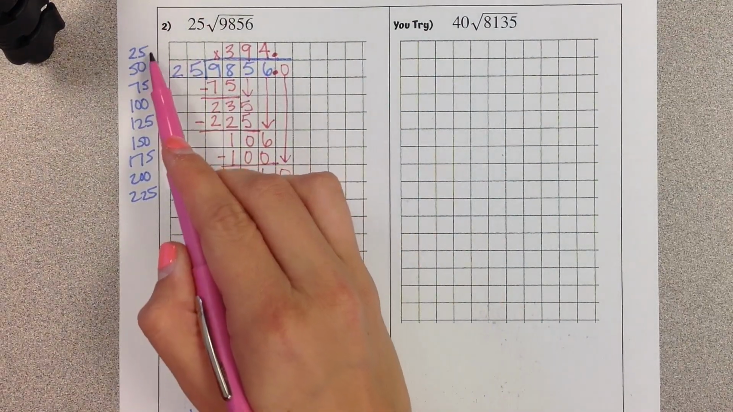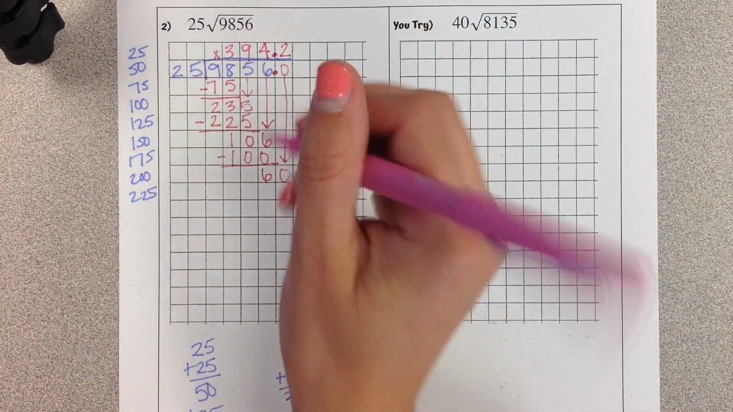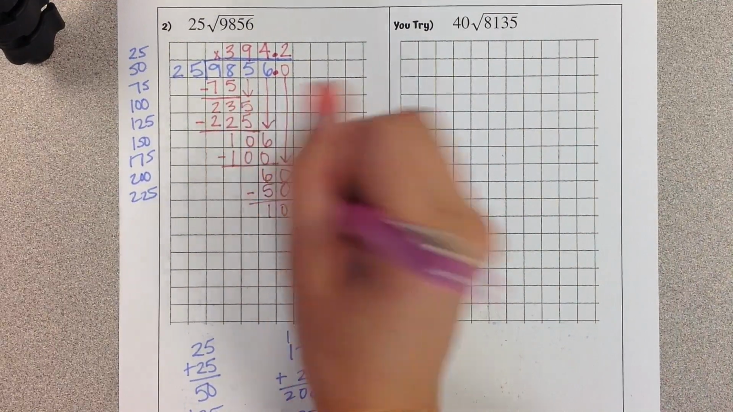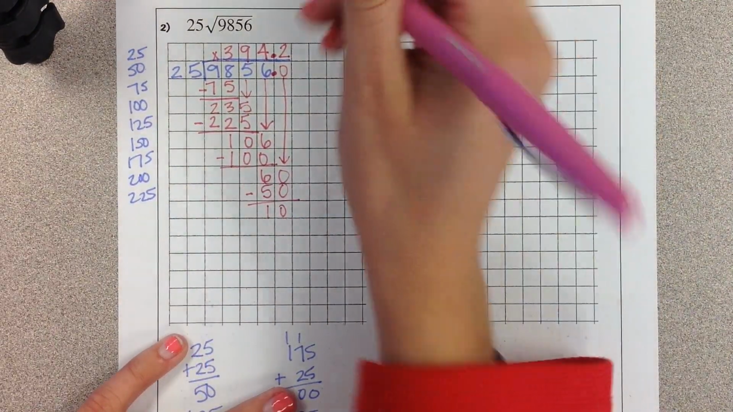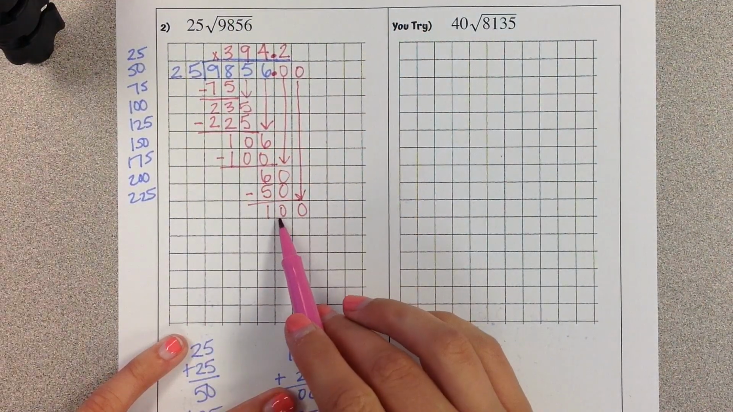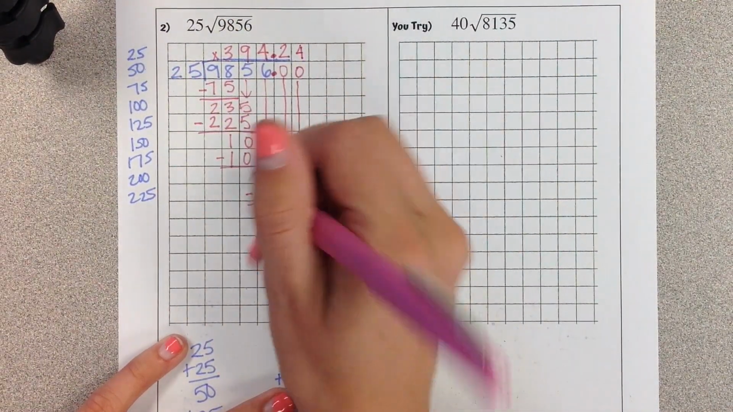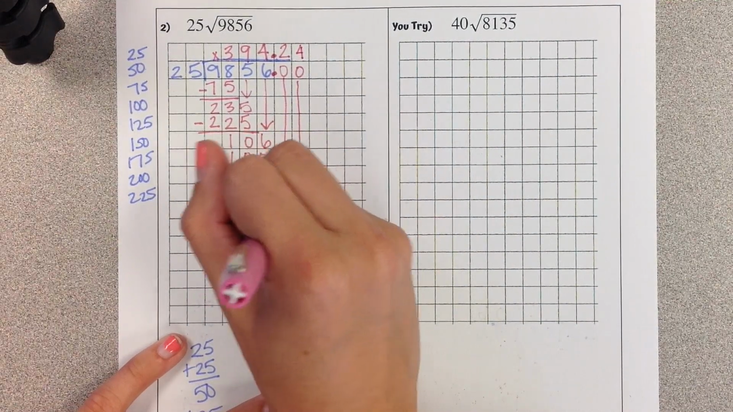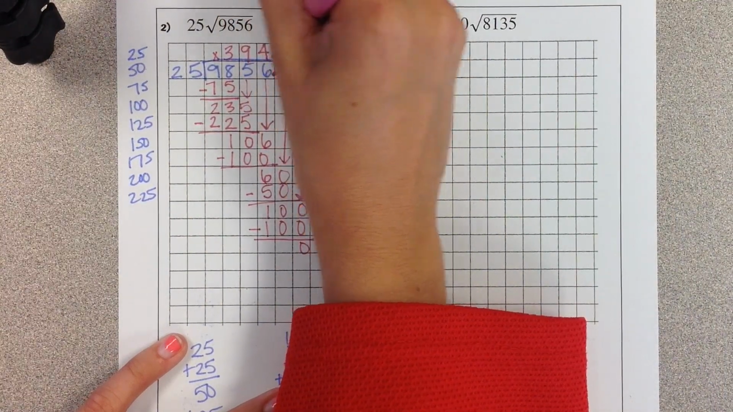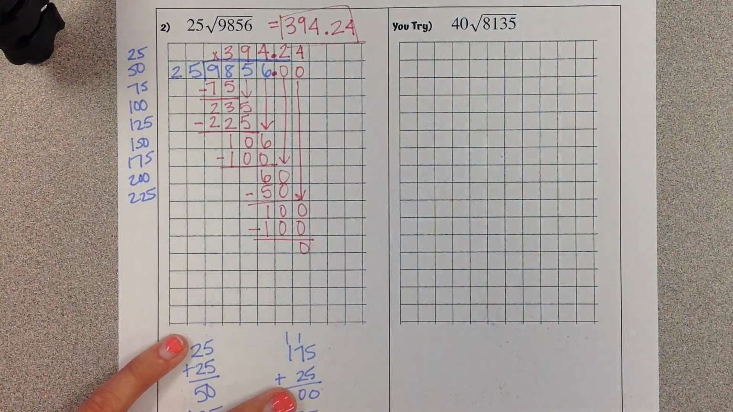25 goes into 60 2 times, because 75 is too big. 25 times 2 was 50. Subtract. 60 minus 50 is 10. We still have a remainder. We don't have anything to bring down, so we're adding a 0 again. 25 goes into 100 4 times. 25 times 4 is 100. We can subtract. Now we have our remainder of 0. So our answer is 394 and 24 hundredths. Go ahead and try the last one on your own.